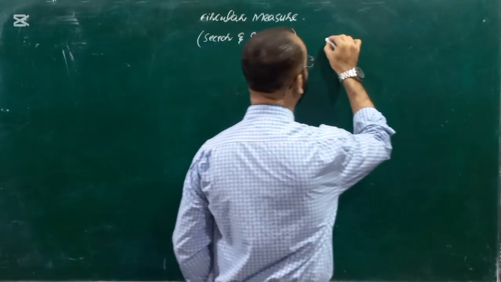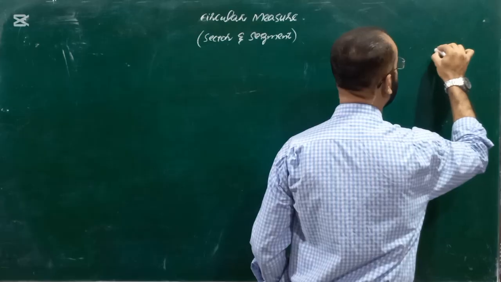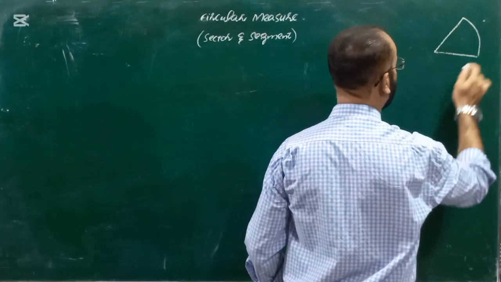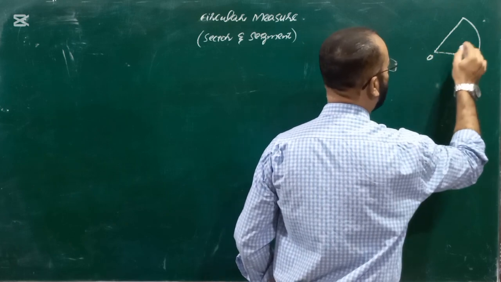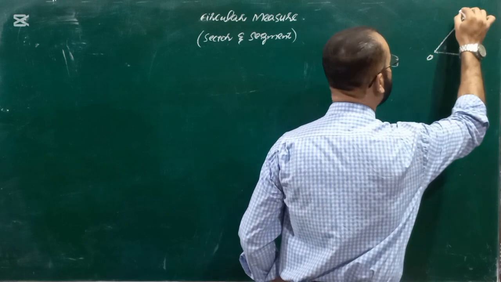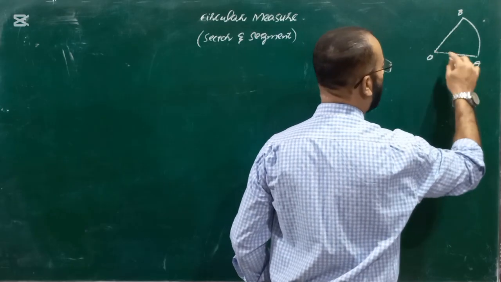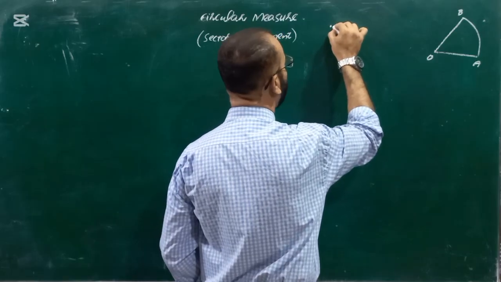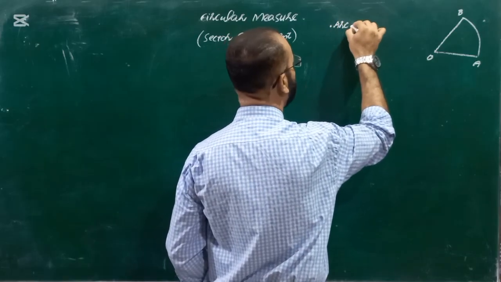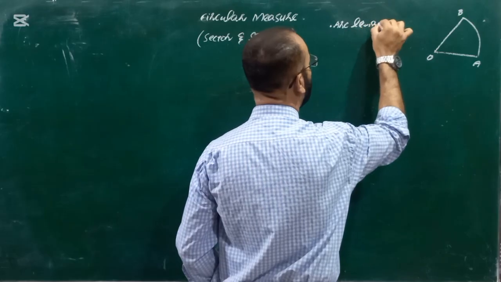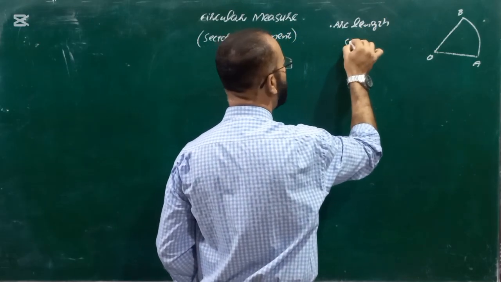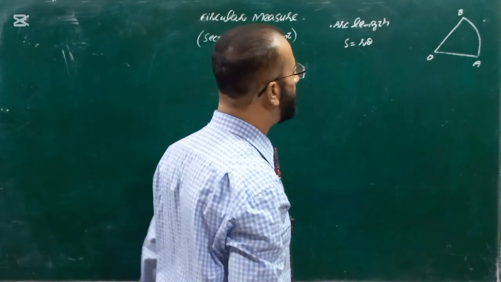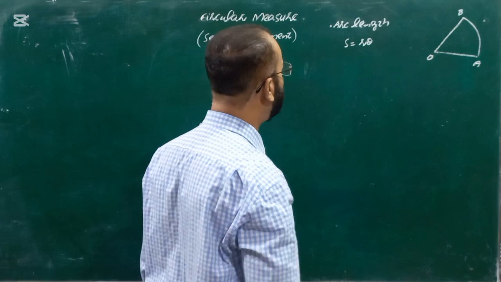So for example, here is a sector. Origin O. Here is A. Here is B. Okay. The arc length is, the first concept is arc length. The arc length S is equal to r theta. So this is the first concept that is used in the sector.